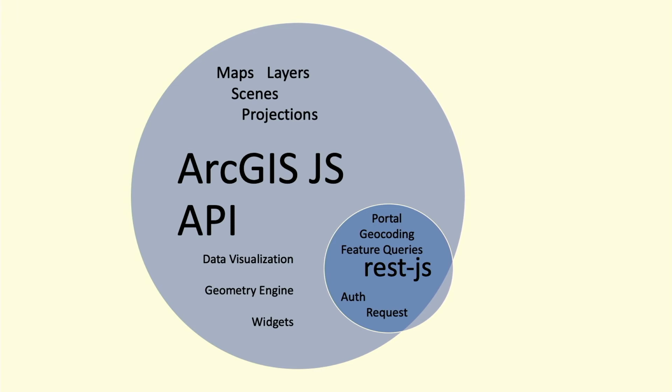But there's a whole bunch of stuff that the ArcGIS API does that RestJS does not, and will never do. For example, interacting with maps and layers, showing those on scenes, dealing with projections in the geometry engine, data visualization and widgets. All that stuff is well beyond the scope of RestJS. Now, there are maybe a couple of things that RestJS does that may not be in the ArcGIS API for JavaScript. There's some service admin functionality, but for the most part, you can think of RestJS as having a subset of the functionality.